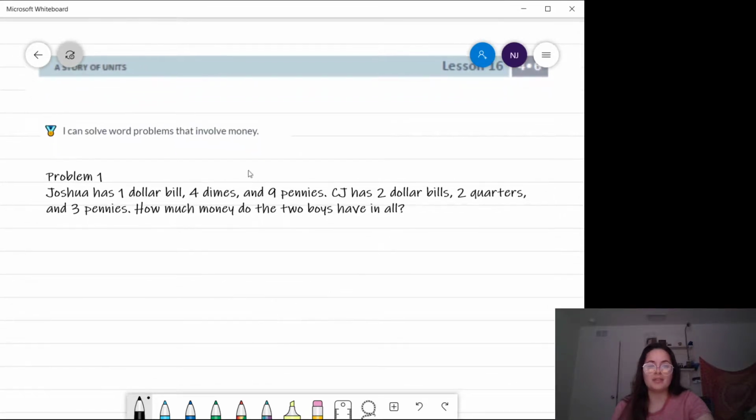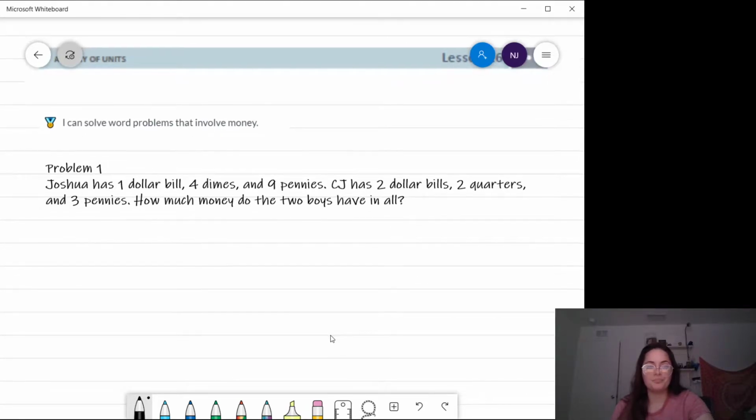All right, so I'm guessing since you are now back, you are ready to go over the answer and compare strategies. I'll probably show you more than one way to solve, just so we understand that there isn't just one method. There's many different ways that you can solve math problems. So let's see. Joshua has $1 bill, 4 dimes, and 9 pennies. CJ has $2 bills, 2 quarters, and 3 pennies. How much money do the boys have in all?